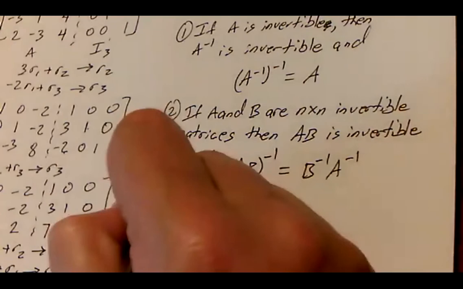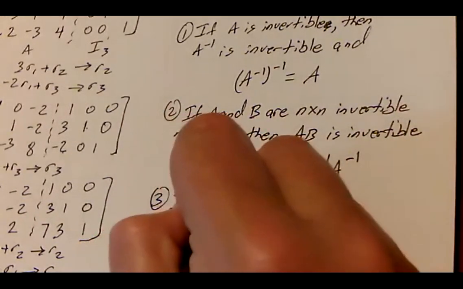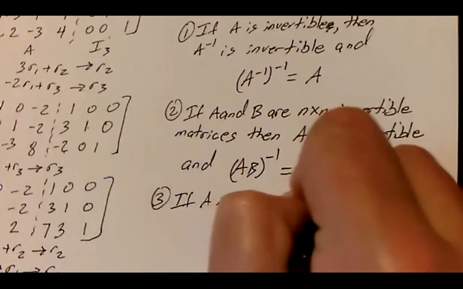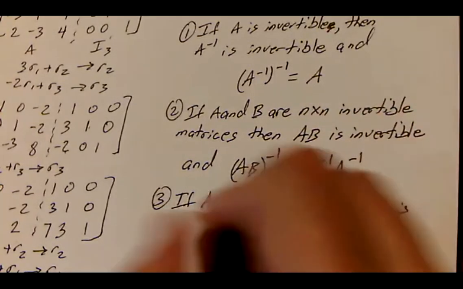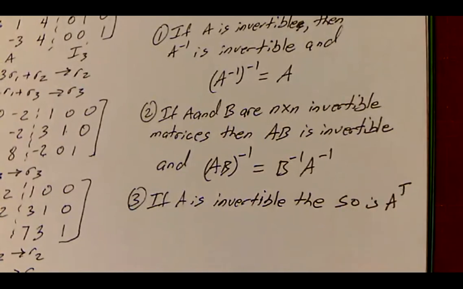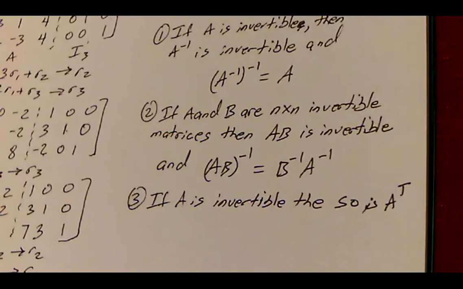Okay, and then theorem 3 here: if A is invertible, then so is A transpose. Okay, we just talked about transpose last section. That's switching the rows and columns. It makes sense if you have that dependence relationship. If you don't have that dependence relationship, just switching those around, you're still going to have that independent property.